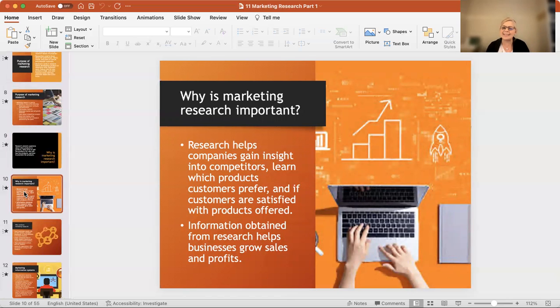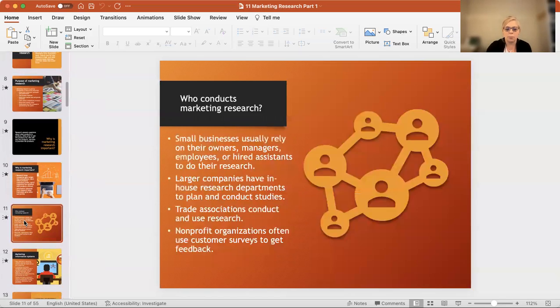It helps us gain insight. You will hear insight over and over again into our competitors, learning how and why customers prefer certain products over another. And if they're satisfied, what's the customer's level of satisfaction? It helps us grow and become more profitable, as I said. Who's the person who does it? People tend to get a little scared. They're like, oh my gosh, am I going to have to do marketing research if I get a marketing degree?